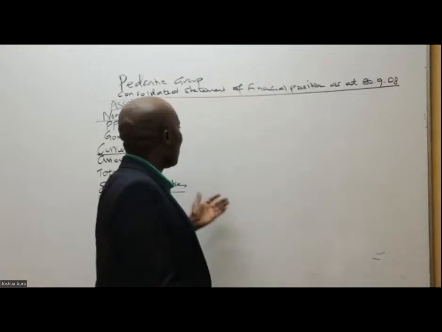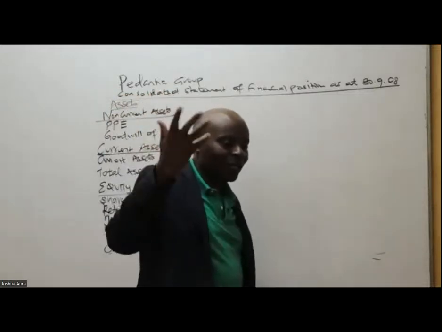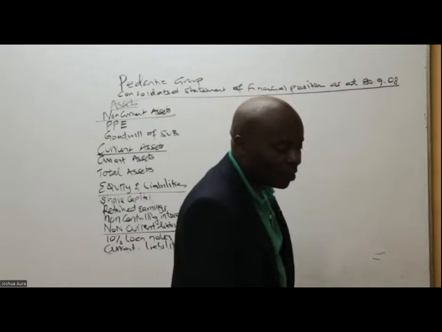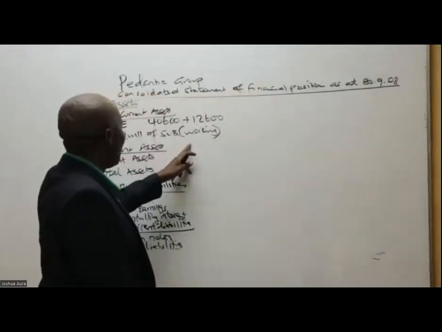It is the easiest. So like now the property, plant and equipment, what should I do? I should take the PPE of the parent plus the PPE of the subsidiary. Just that. Don't read any notes first. So we have property, plant and equipment, 4,600 and 12,600. We're only adding. So we have here 4,600 plus 12,600. Great. So goodwill of subsidiary, this one I will need a working later on.